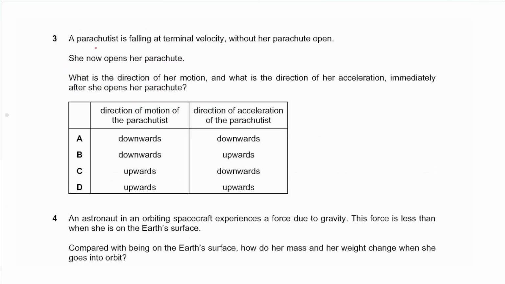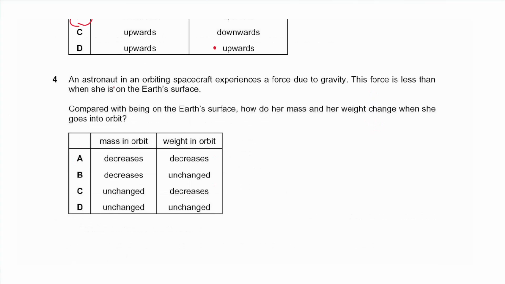Question 3 says a parachutist is falling at terminal velocity without her parachute open. She now opens her parachute. What is the direction of her motion? That would be downwards. And what is the direction of her acceleration immediately after she opens the parachute? So now the air resistance is much greater than the weight. So the resultant force is upwards and the acceleration is in the direction of the resultant force. So it is also upwards. So we choose B.